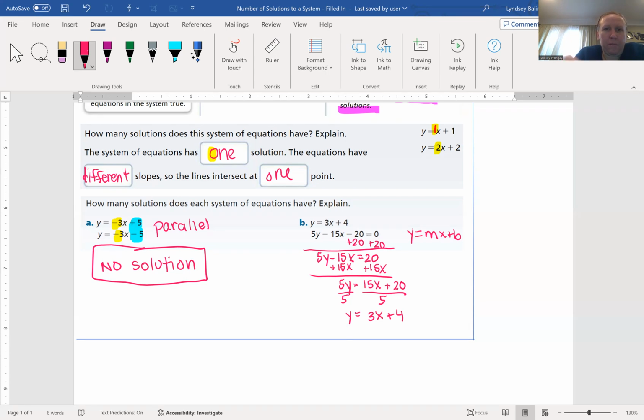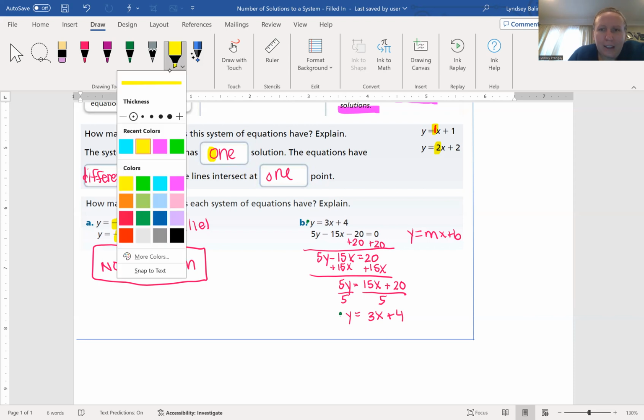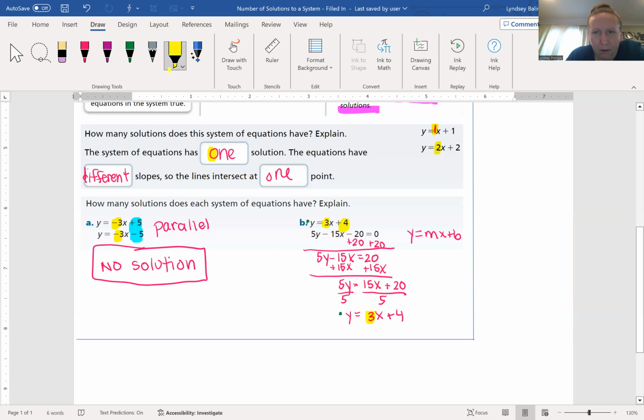So remember, this was our first equation we were looking at right here. This is now our second equation we were looking at because we turned it into slope-intercept form. We see they are exactly the same. Same slope, same y-intercept. They are exactly the same. So our answer to this one would be infinitely many solutions.